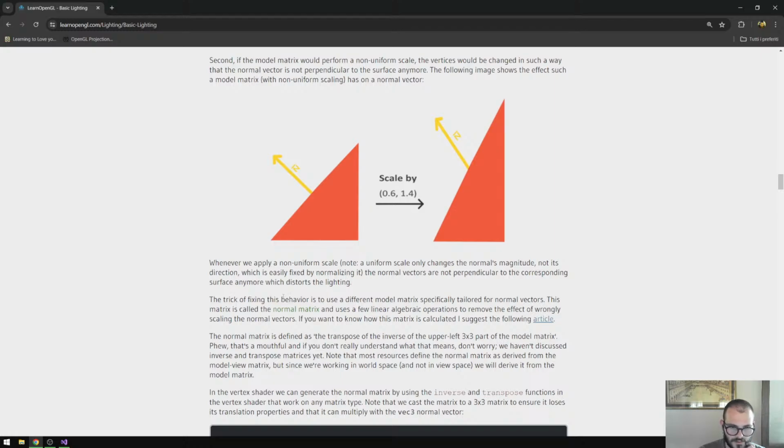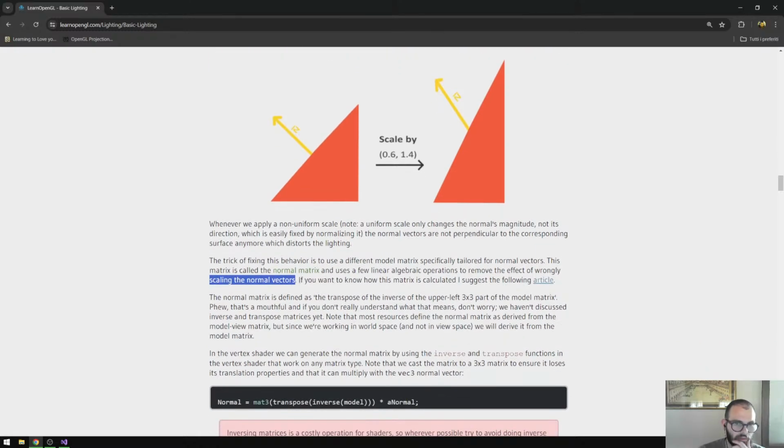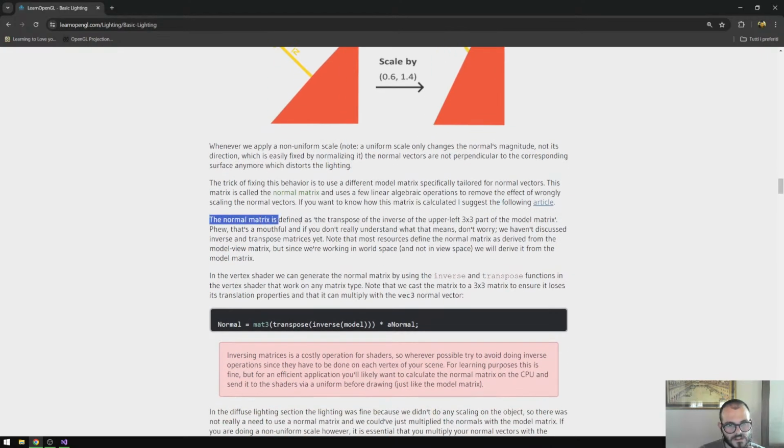The trick of fixing this behavior is to use a different model matrix specifically tailored for normal vectors. This matrix is called a normal matrix and uses a few linear algebraic operations to remove the effect of wrongly scaling the normal vectors. If you want to know, you can read the article. The normal matrix is defined as the transpose of the inverse of the upper left 3x3 part of the model matrix. So we take the upper left 3x3 part of the model matrix, we transpose and we inverse that matrix.